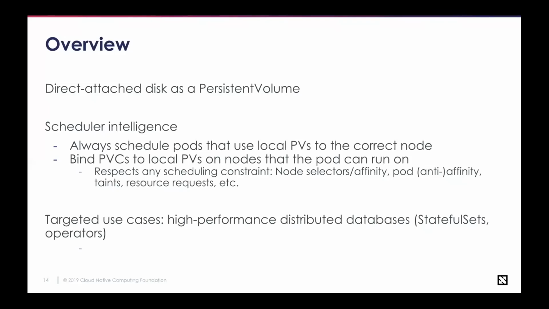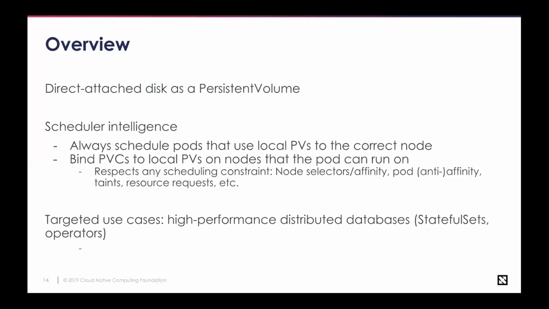Next slide. So to give an overview of the feature, what it does is it lets you specify direct attached disks as a persistent volume, and then you can use them in your pods with the same persistent volume claim interface that you already use for persistent volumes in Kubernetes. As simple as this sounds, this was actually not really easy to do before we implemented this feature.